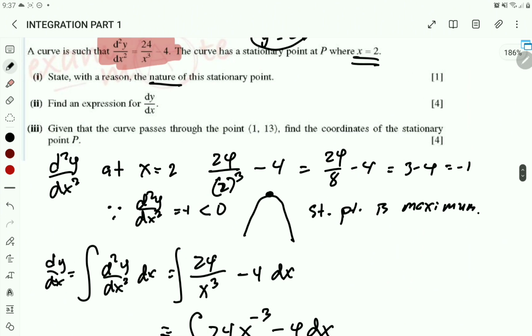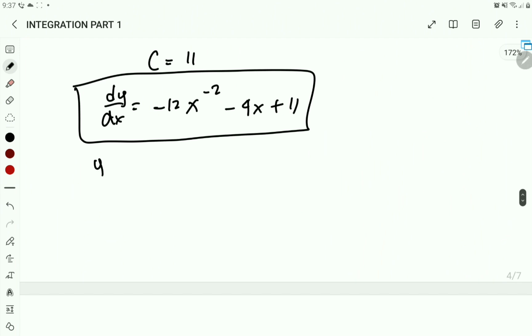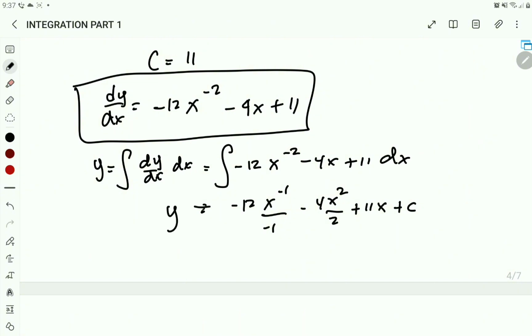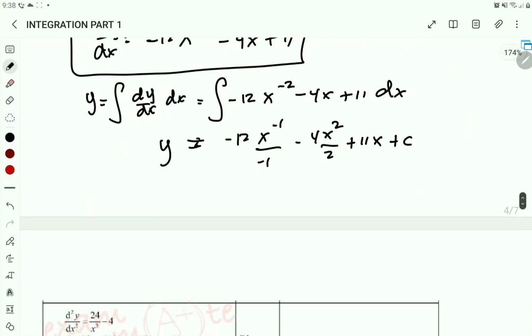Then what is now the question? Given that the curve passes through the point (1, 13), find the coordinates of the stationary point P. Remember, you're looking for the curve. The curve passes through that point. So what you're going to do is take the integral. y is equal to the integral of dy/dx with respect to x, which is the integral of negative 12x to the negative 2 minus 4x plus 11 with respect to x. Now we can integrate because this is easy: negative 12x to the negative 1 over negative 1, minus 4x squared over 2, plus 11x plus some number c.